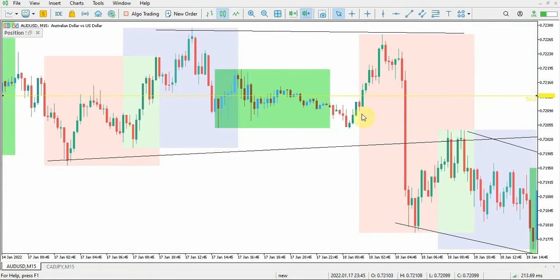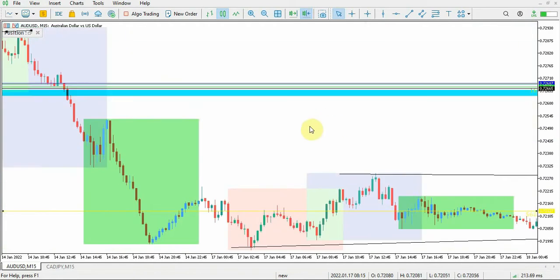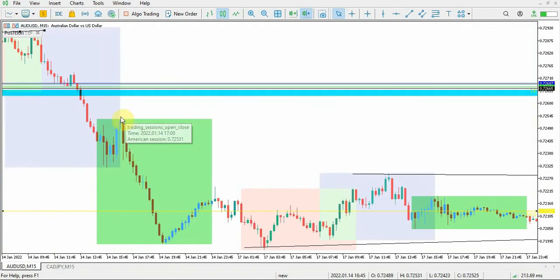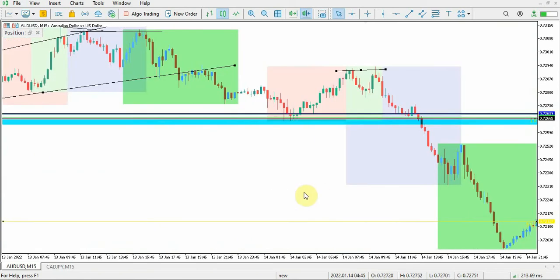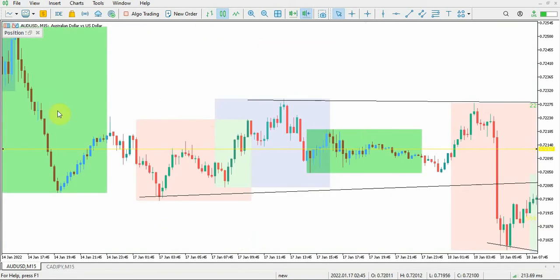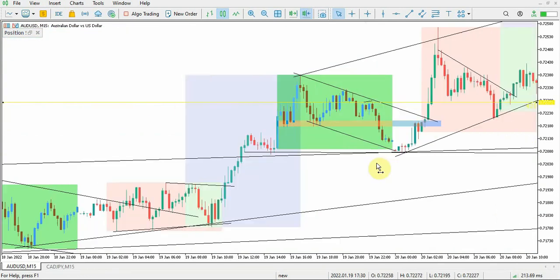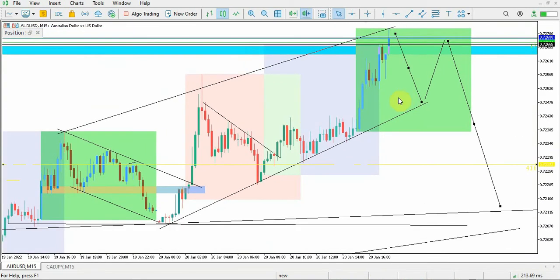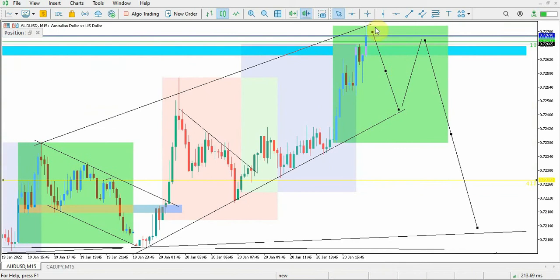Let me look for other instances. Not necessarily there. The London session closed, we started having a sell. Let me look for other instances. The London session closes, we started having a sell. So that for me is more confluence to take the trade.